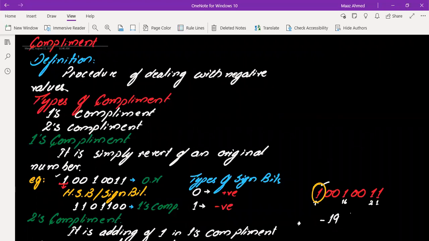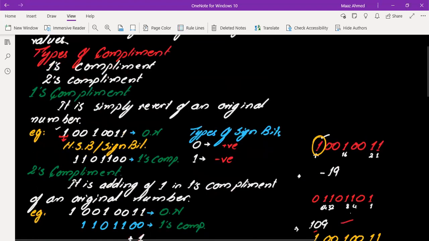Now, what is the one's complement and how do you recognize whether the number is negative or not? First of all, you can recognize that by the MSB, the first bit from the left-hand side, the most significant bit, which is also known as the sign bit. If that bit contains 0, that means it's a positive number. And if that bit contains 1, that means it's a negative number.